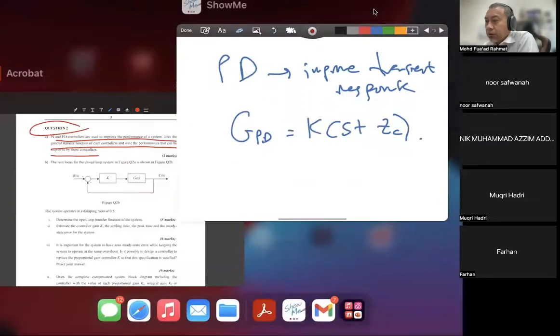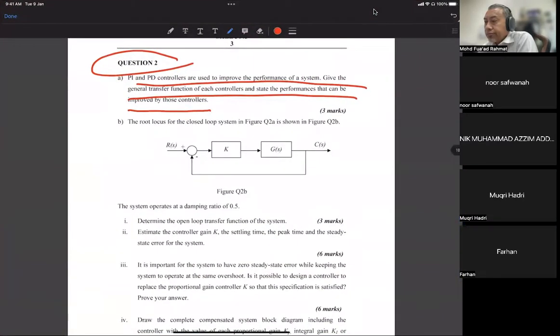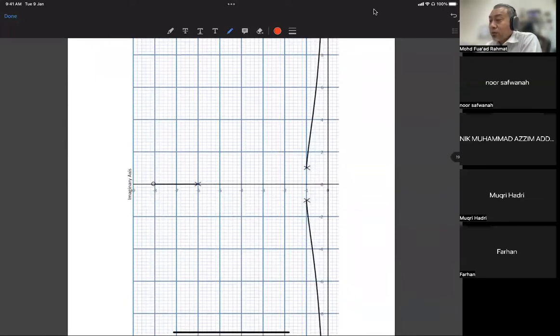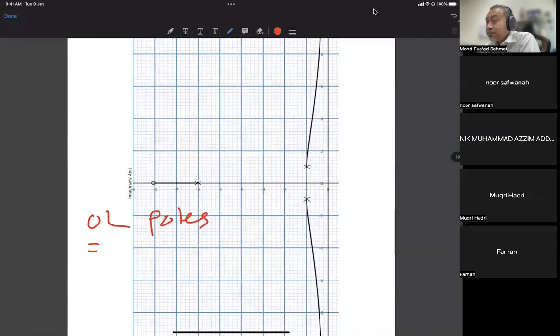Right. The next question is a theory. So you are given the zeta. Determine the open loop transfer function of the system. Okay, so you are given a plot here. Identify the open loop poles. Safwana, what is the value of the open loop poles from the figure here? For the zero, S plus 3, S plus 8. Open loop zeros, minus 8. Open loop poles, minus 6, and then negative 1.